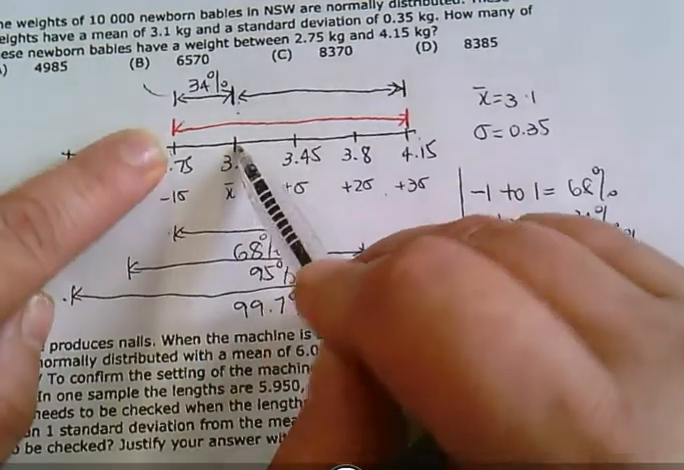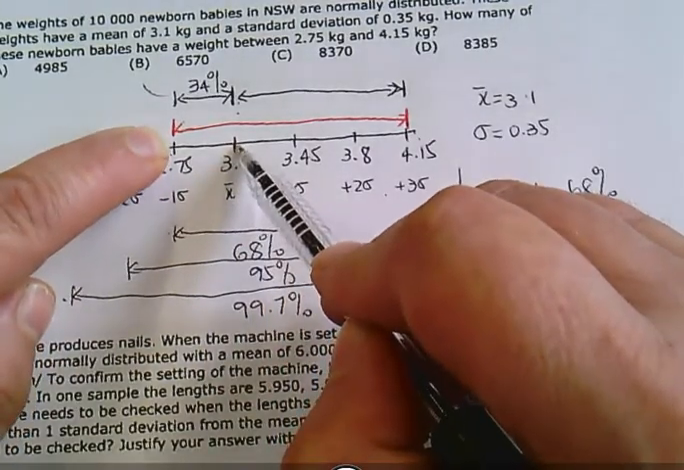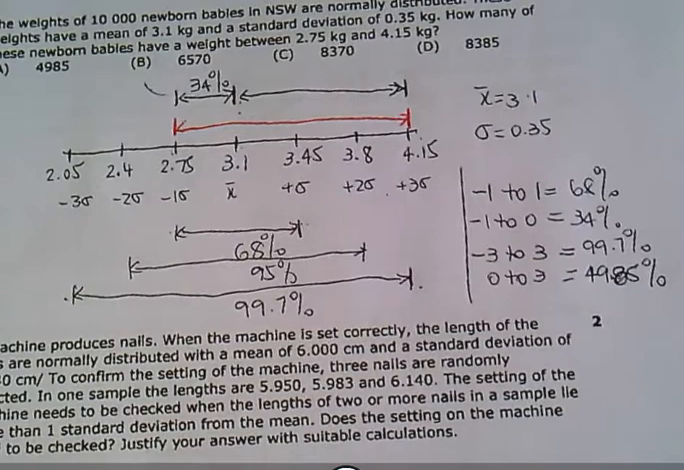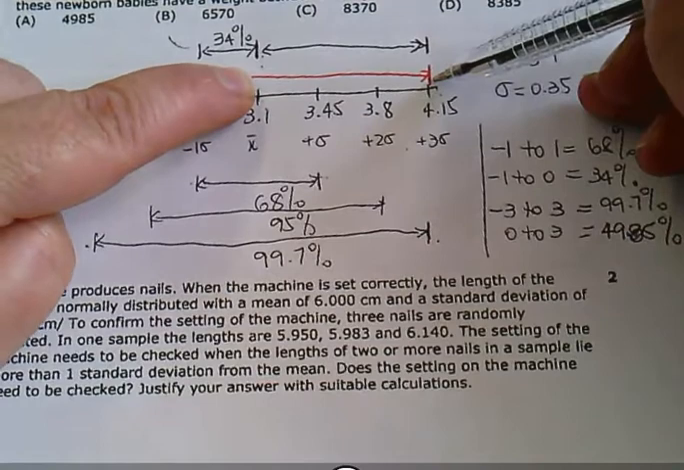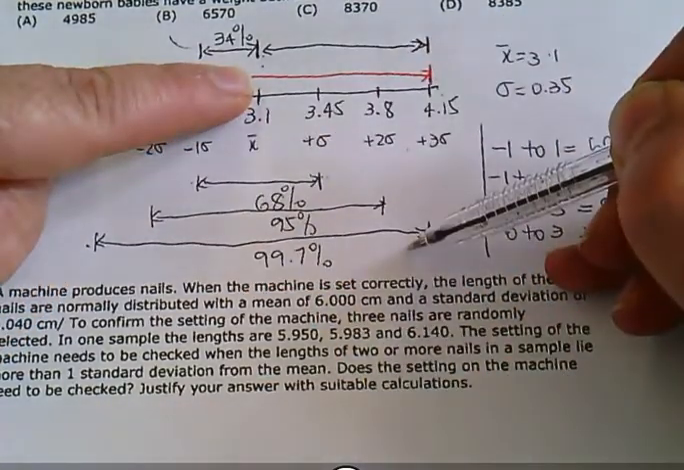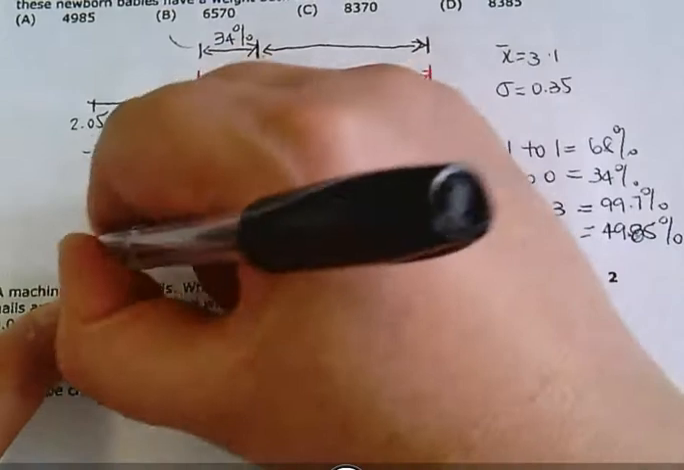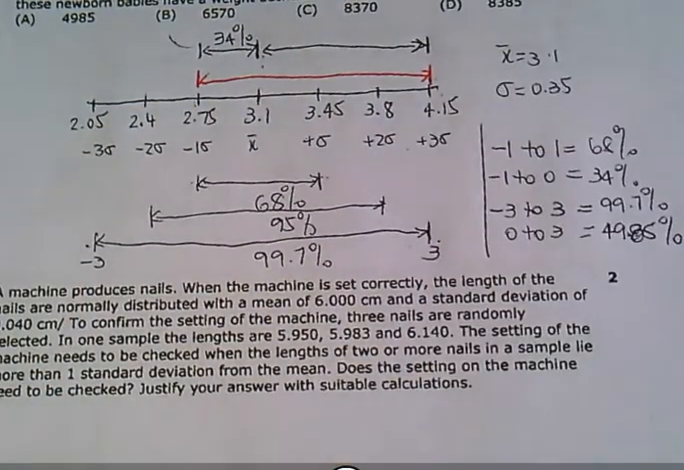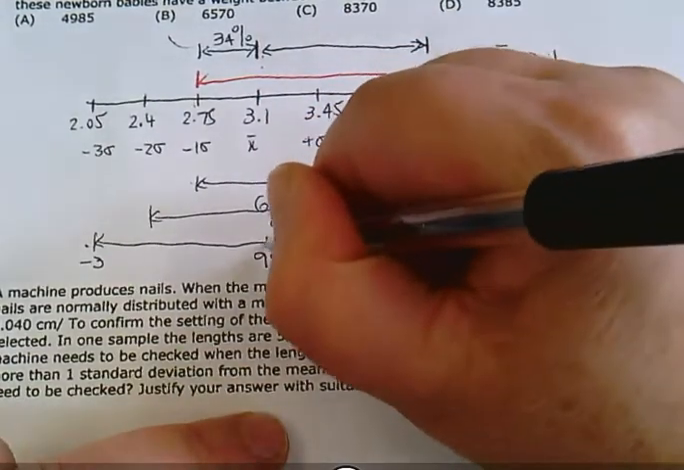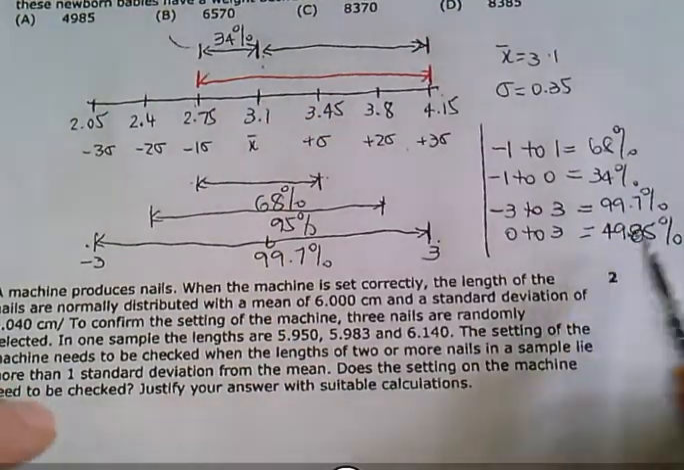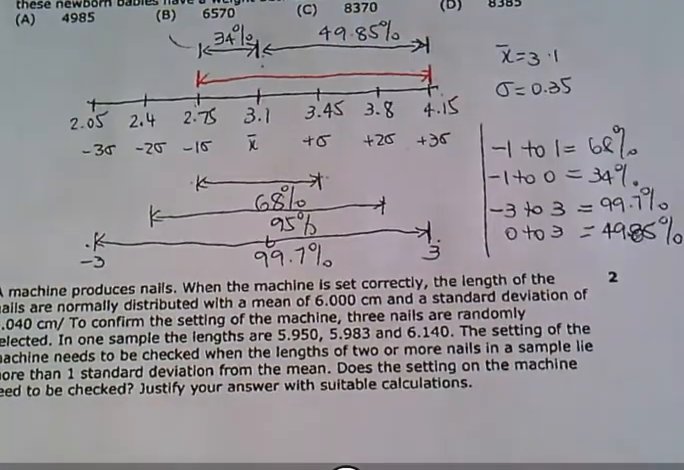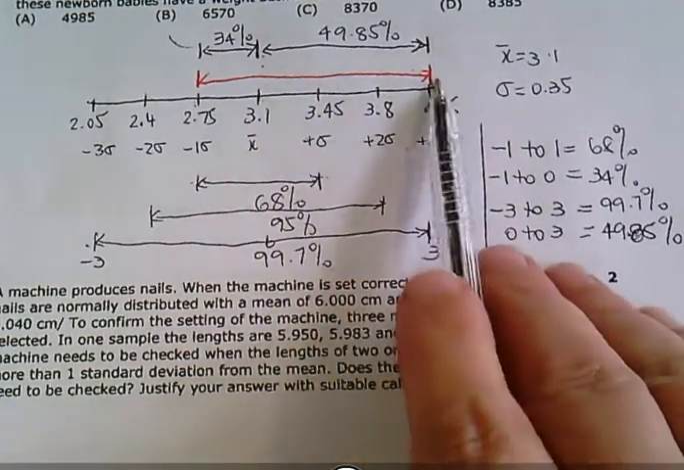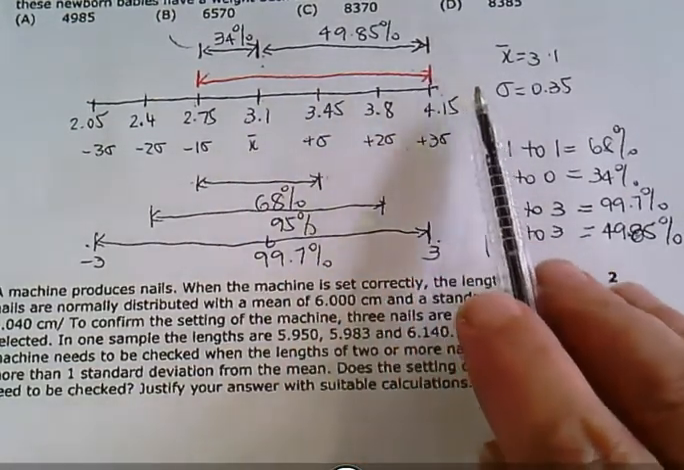From 2.75 to 3.1, that's half of 68. Do you understand why it's half of 68? And then from 3.1 to 4.15, that's half of 99.7, because 99.7 goes from -3 standard deviations to +3 standard deviations. I only want half of that. Zero's in the middle. So that's 49.85%. Girls, it's not going beyond 4.15. Otherwise, I would have put 50%.